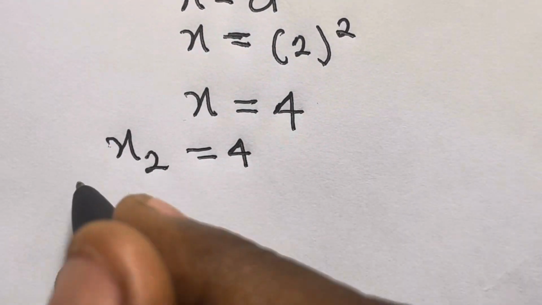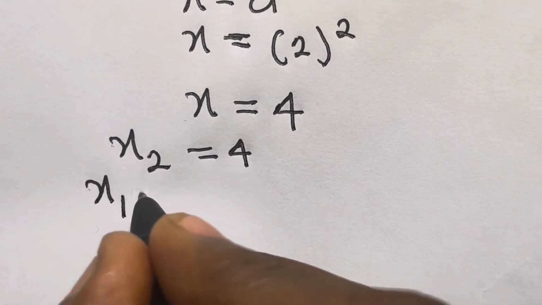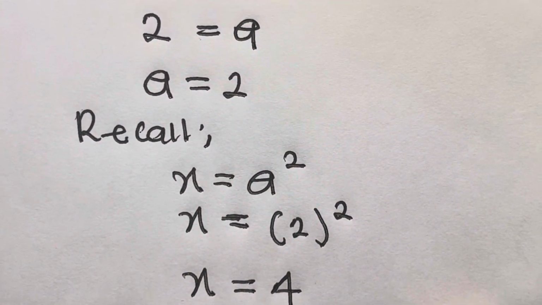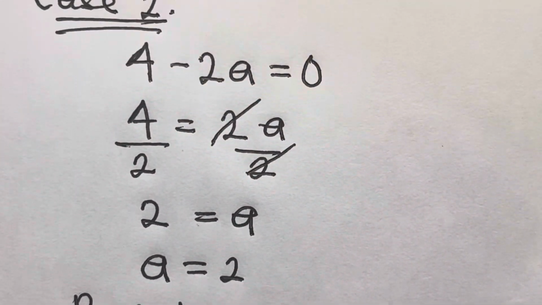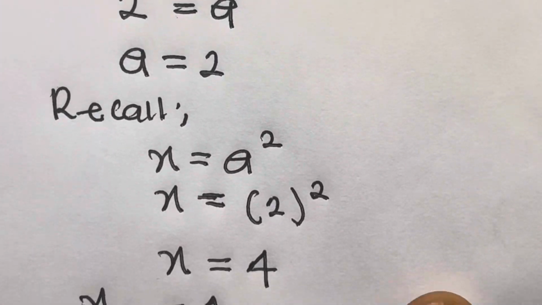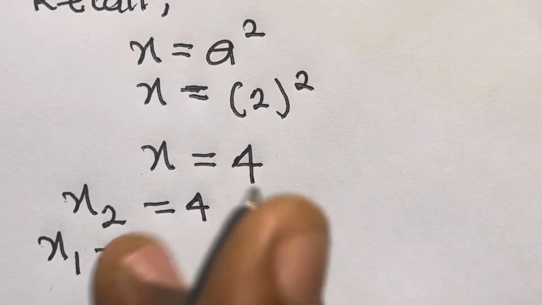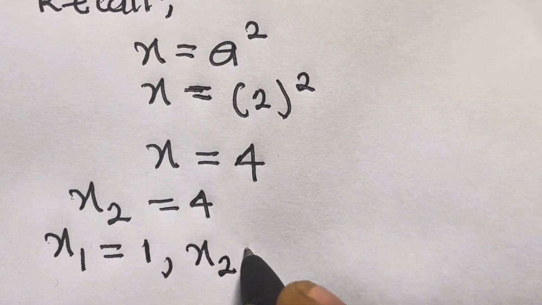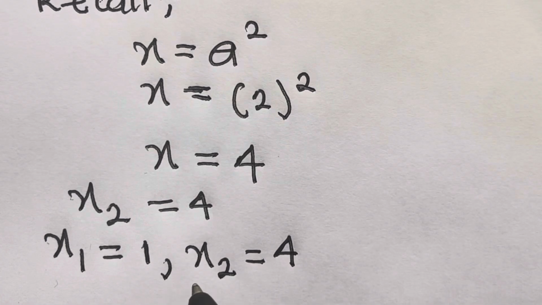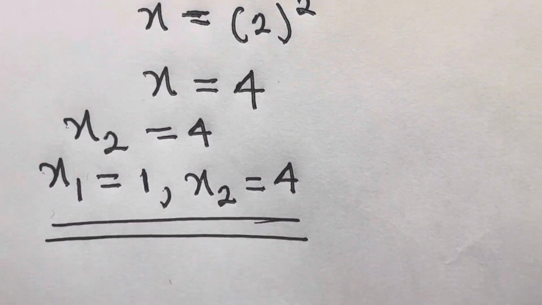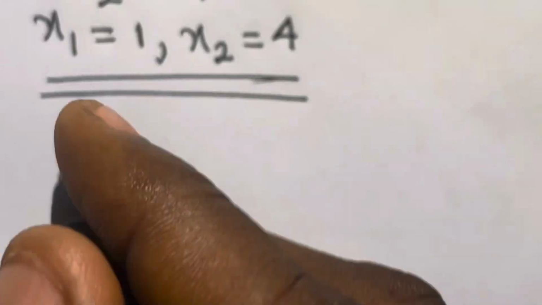Therefore, our x1 equals 1, and our x2 equals 4. So this is the answer, and you can easily check for both values.